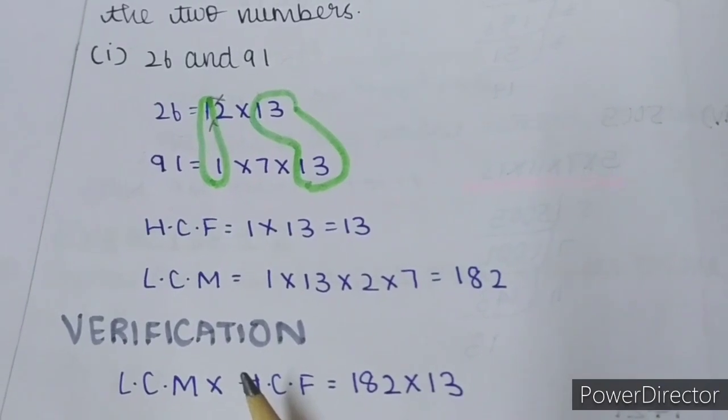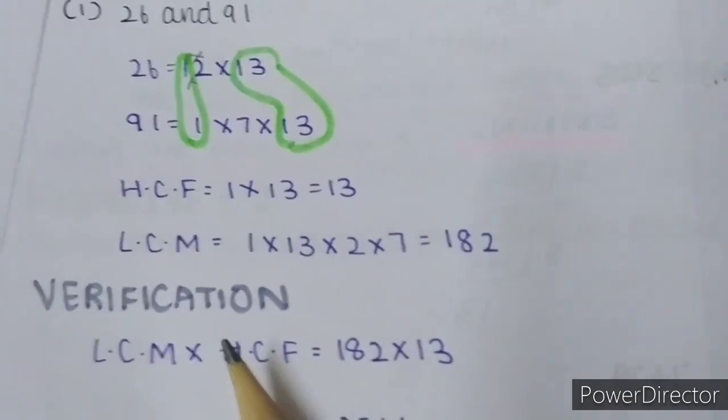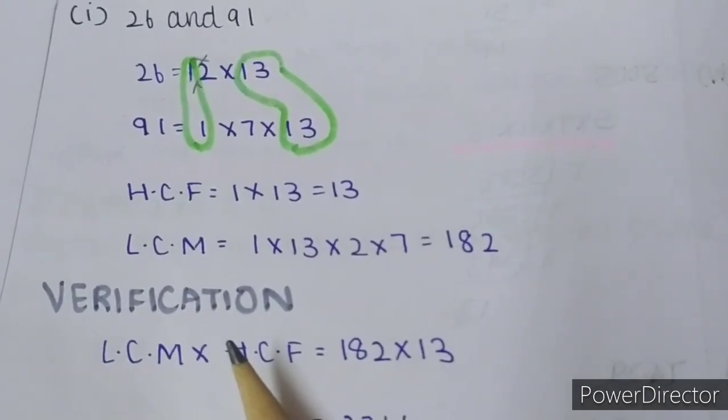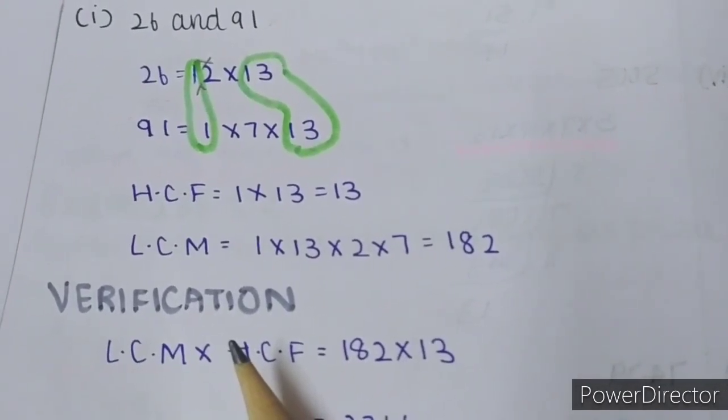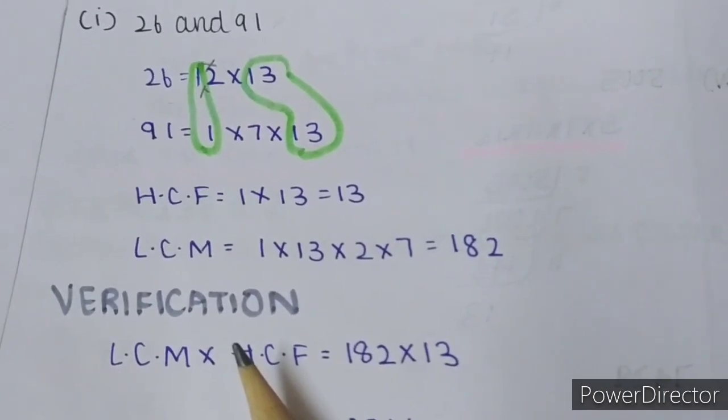Here LCM is equal to product of the greatest power of each prime factor involved in the numbers. So LCM is equal to, each prime factor involved, all the powers are 1. So the greatest power is also 1. So 1 into 13 into 2 into 7 is equal to 182.